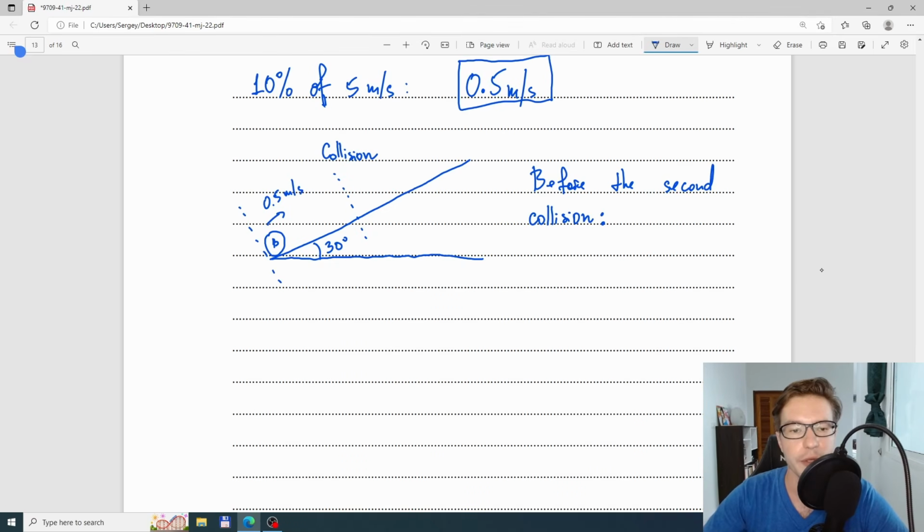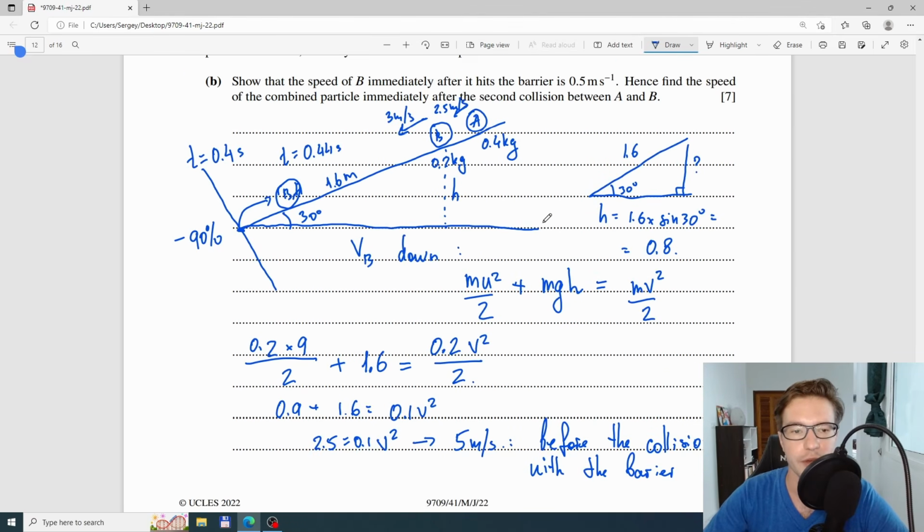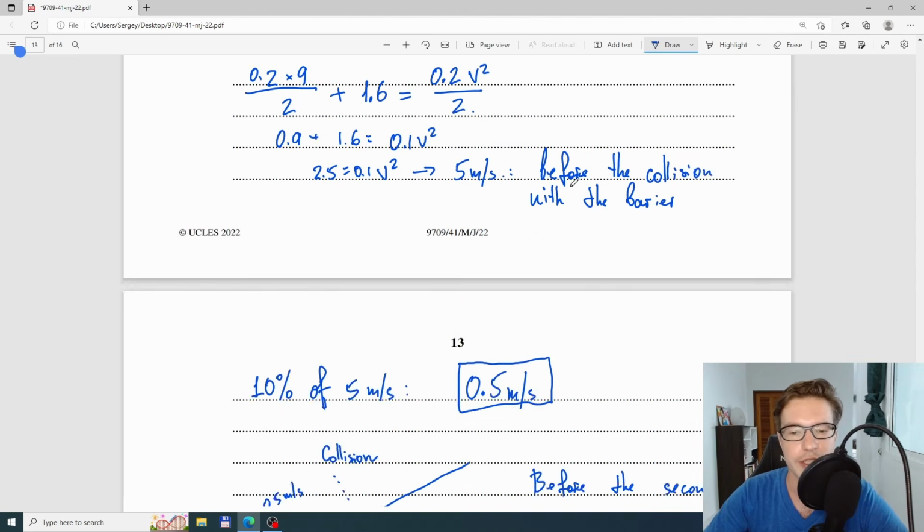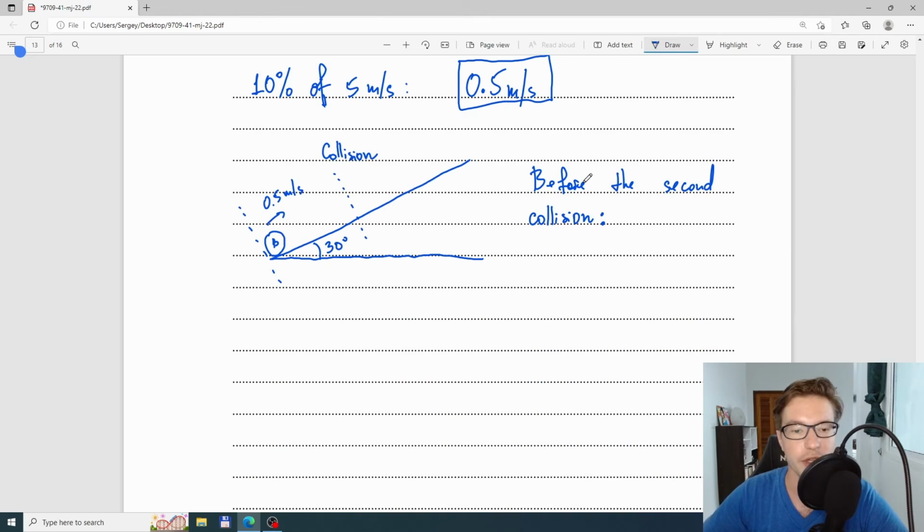Okay, I know that the particle B has traveled for 0.4 seconds down to the barrier, and it takes 0.44 seconds before the second collision. So that means the time for the particle B to travel up before the collision is going to be, I'll call it time B, equals to 0.04 seconds.